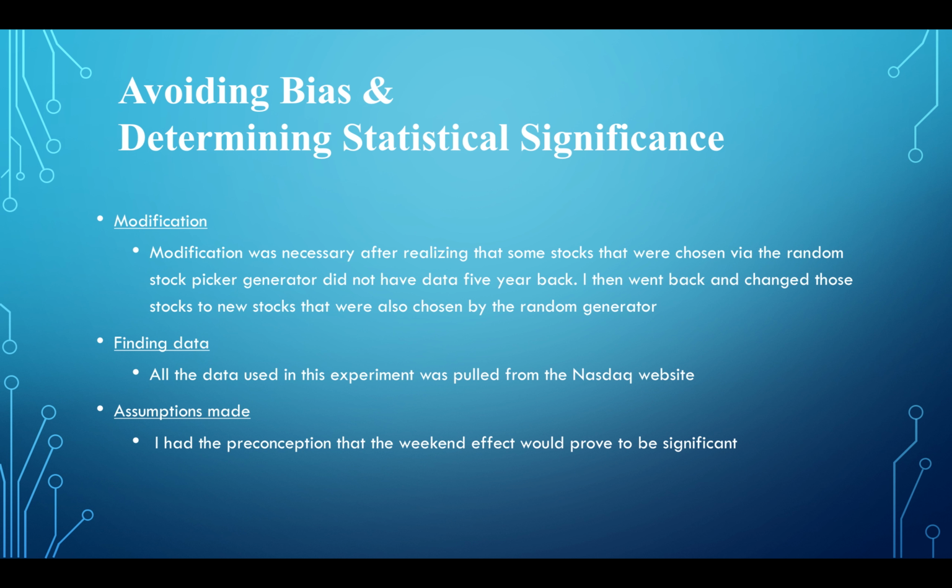So how did I avoid bias and determine statistical significance? First of all, there were a couple of modifications I had to make to my project. It was necessary after I realized that some of the stocks chosen via the random stock picker generator did not have data going 5 years back. So I had to replace those, changing them to new stocks again chosen by the random generator. These stocks had data dating back about 10 years, so we were good to go there.